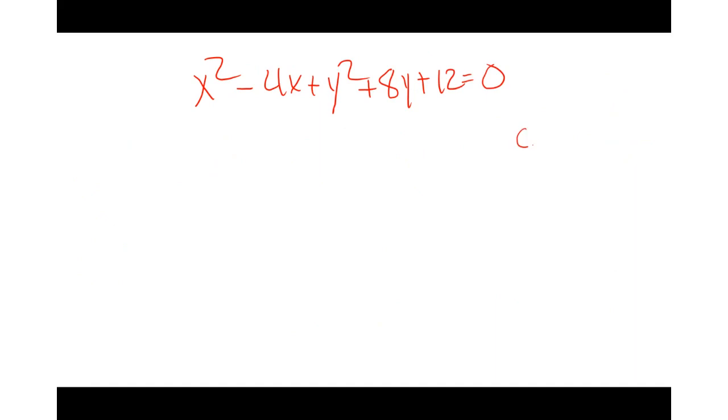All right, let's let you try this. X squared minus 4x plus y squared plus 8y plus 12 is equal to 0. Find the center and the radius. All right, go.